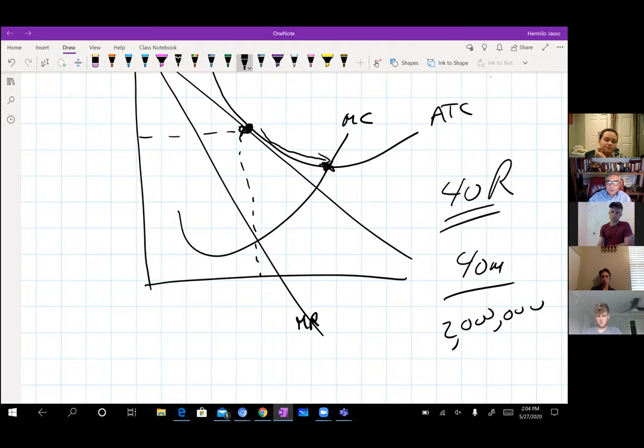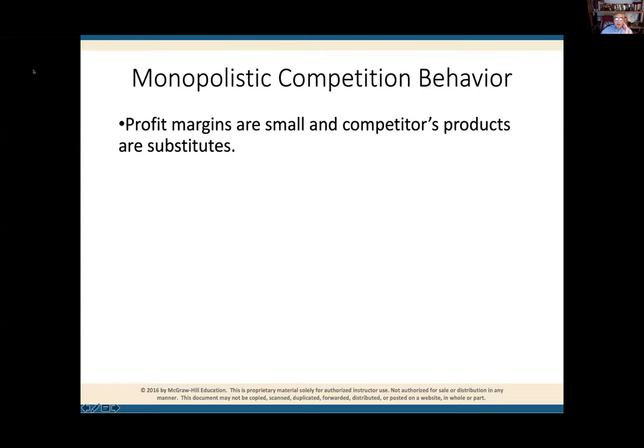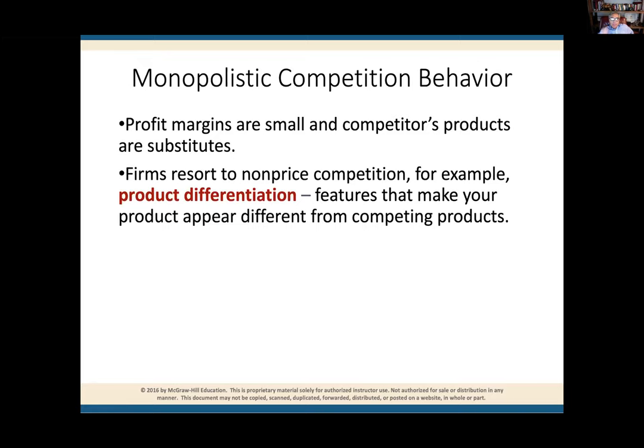So let's continue about monopolistic competition. Profit margins are small, and the reason is because there are a lot of competitors, and all of them offer a product that can be a substitute for whatever you sell. So what companies will try to do is create some type of product differentiation. Product differentiation simply means that a company is going to try to create a situation in which they make people believe that their product is actually better than the competition.